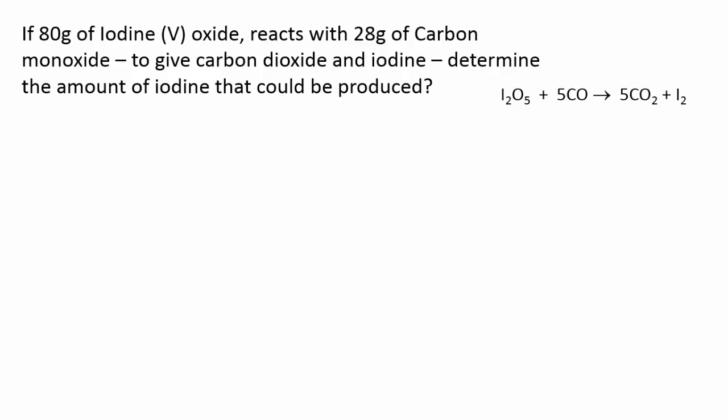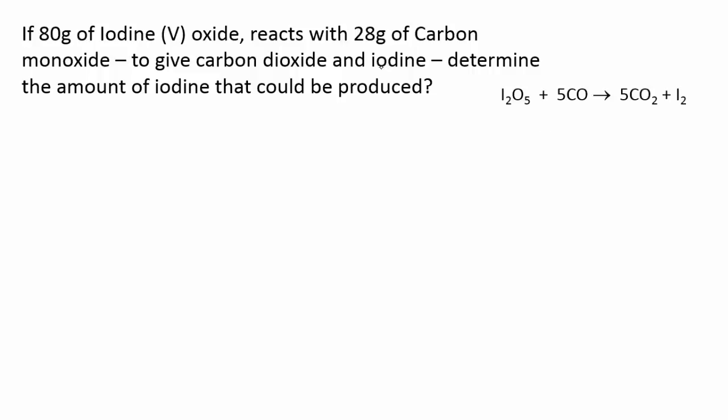Okay, so we have in this question 80 grams of iodine oxide. It's reacting with 28 grams of carbon monoxide to give carbon dioxide and iodine. Here's a balanced chemical equation. We want to know how much iodine can be produced theoretically. So one of these is going to be yield limiting.